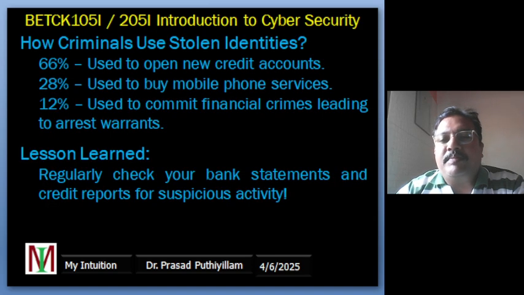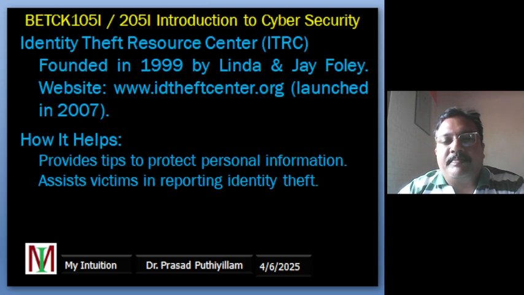Next topic, how criminals use stolen identities. Once the criminals steal our identity, they use it in many ways. Around 66% is used to open new credit accounts. 28% is used for buying cell phone services in the victim's name, and 12% is used to commit a financial crime, leading to arrest warrants in the victim's name. So, what is the lesson learned from this? Regularly check your bank statements or credit reports to spot suspicious activity.